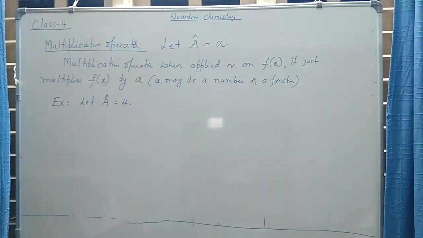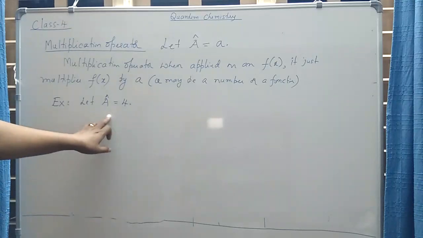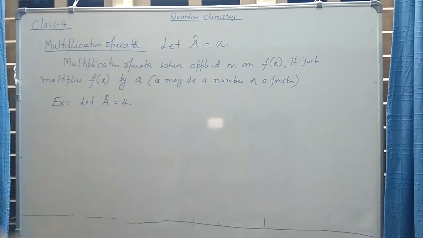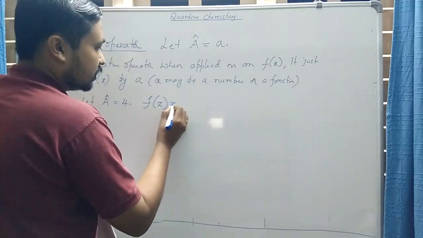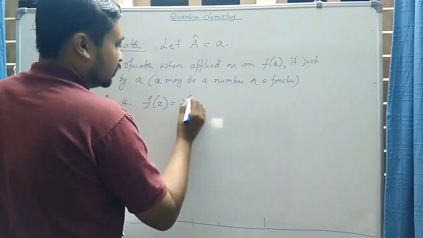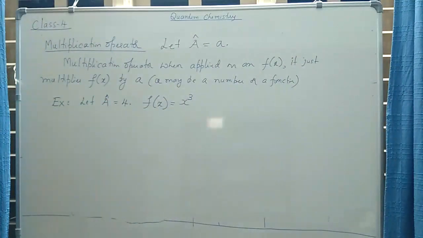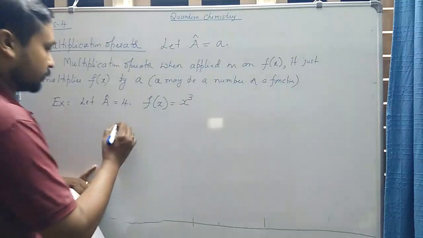So this is a multiplication operator. What is this multiplication operator? Operator A is equal to 4. So what does it mean? When I apply this multiplication operator on a function f of x, it just simply multiplies that function by the number 4. Say for example, the operand that I am using is x cube. Now let us apply the operator on the operand. That is, let us write the operator equation.